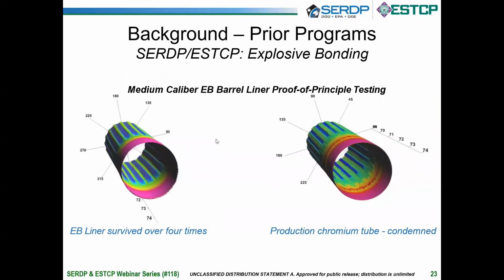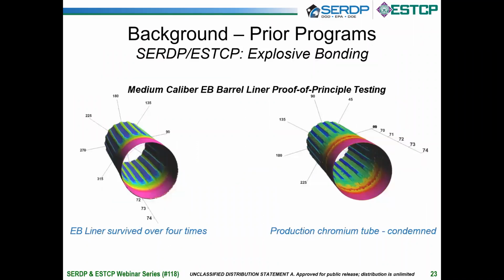This next slide basically shows you the inside of the barrel fired many times. The explosively bonded liner was barely worn out after so many rounds, and then the chromium tube was condemned. I believe the round count was 3,000 or so where it was condemned.